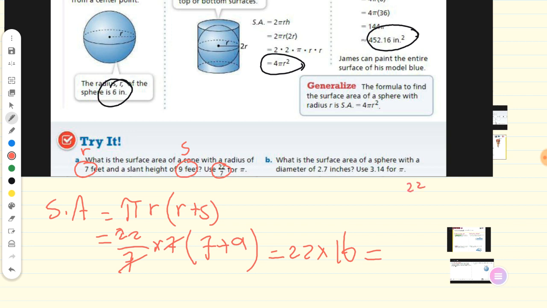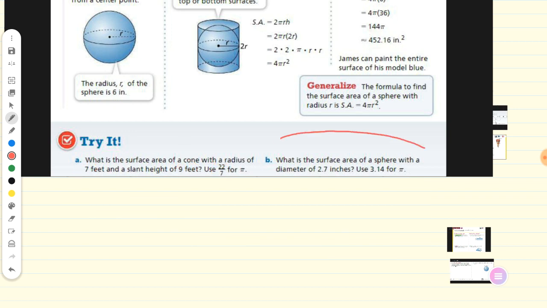22 times 16. 6 times 2 is 12. 1. 2 times 6 is 6 plus 1 equals 7. 0, 22. It will be 352 feet square. Okay. Next one.